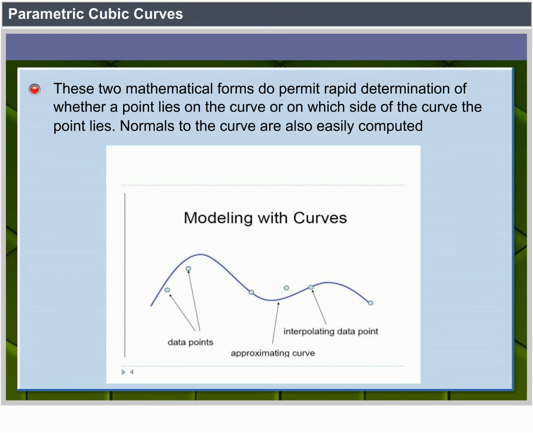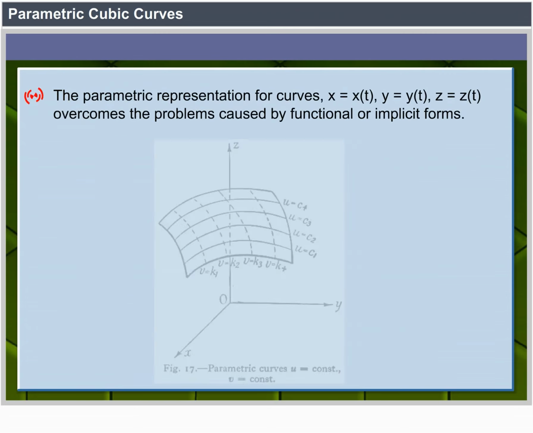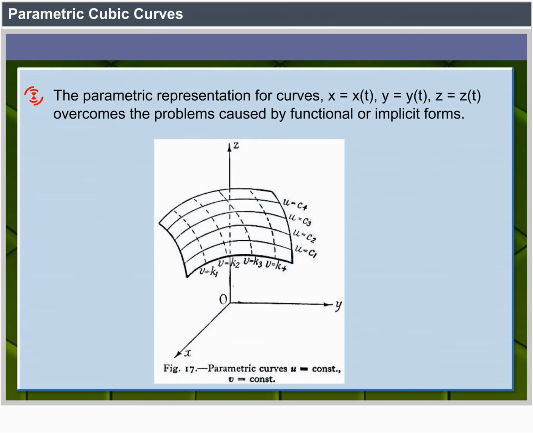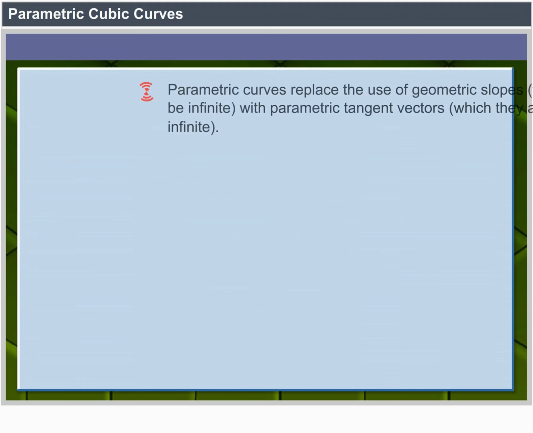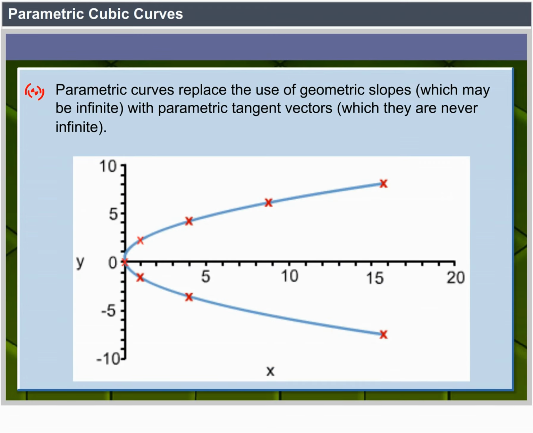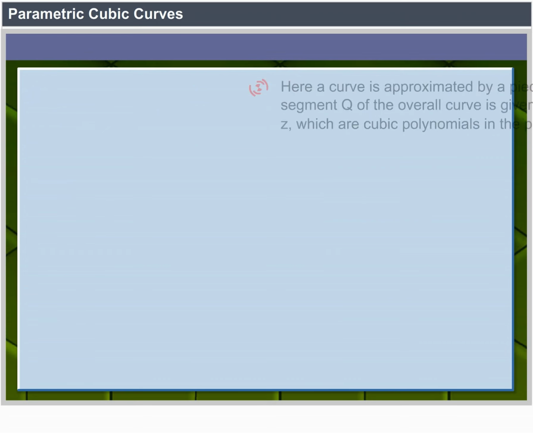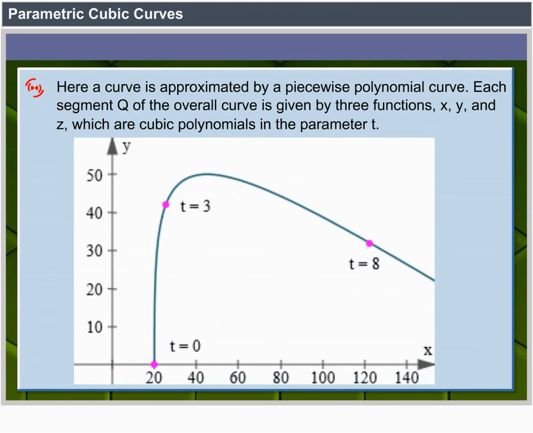The parametric representation for curves, x equals x of t, y equals y of t, z equals z of t, overcomes the problems caused by functional or implicit forms. Parametric curves replace the use of geometric slopes, which may be infinite, with parametric tangent vectors, which we shall see are never infinite. Here a curve is approximated by a piecewise polynomial curve. Each segment q of the overall curve is given by the three functions x, y, and z, which are cubic polynomials in the parameter t.